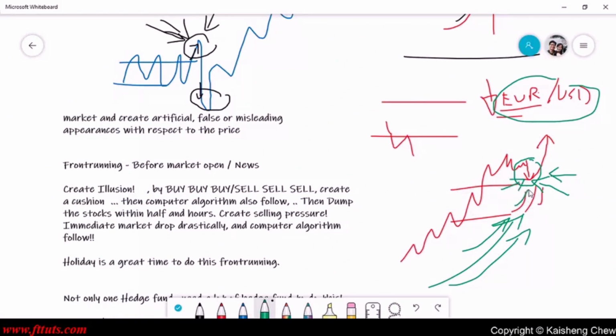So they are using the news to push the price down, letting the retail traders push the price down. Then they will end up buying over here. They will buy at a cheap price, then move the price upward again, and they gain a lot of profit. So they create an illusion. Okay, let's delete this one first.